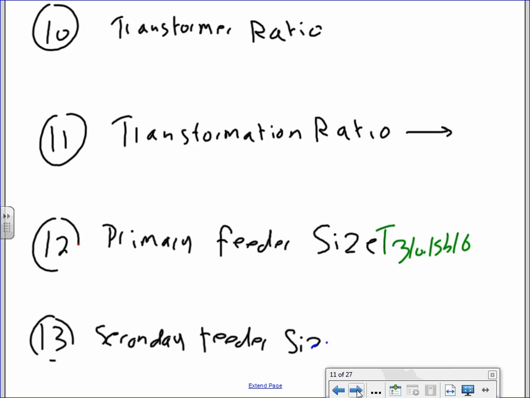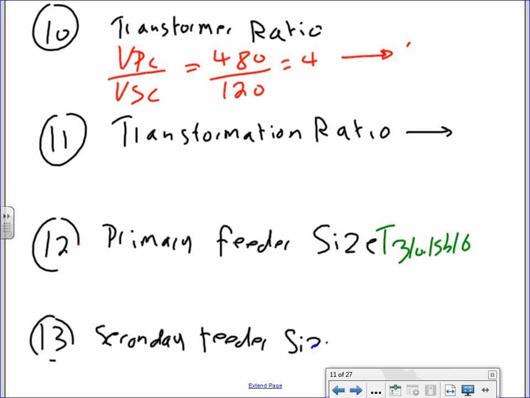Transformer ratio, we talked about this one, guys. The transformer ratio, we see V primary coil over V secondary coil. And you take the 480 divided by 120. That will get you a healthy 4. If you convert this one, it becomes 4 to 1. That's your ratio. 4 volts on the primary coil will equal 1 volt on the secondary coil.